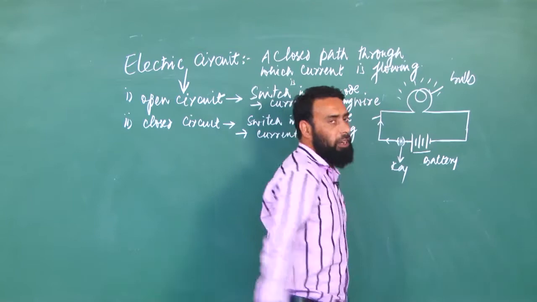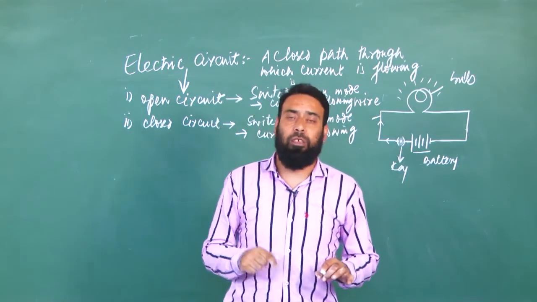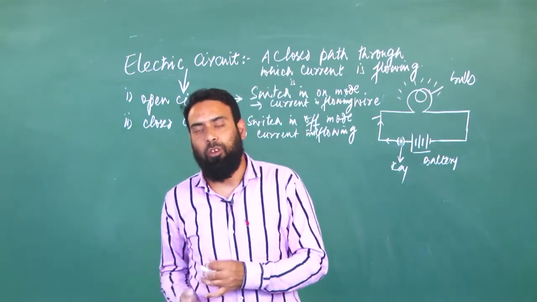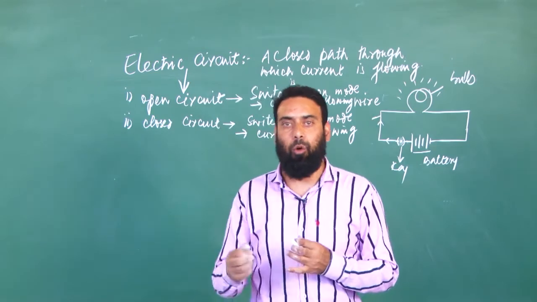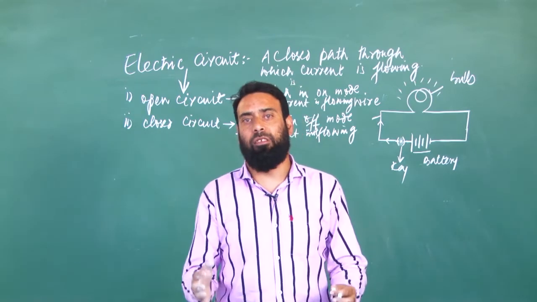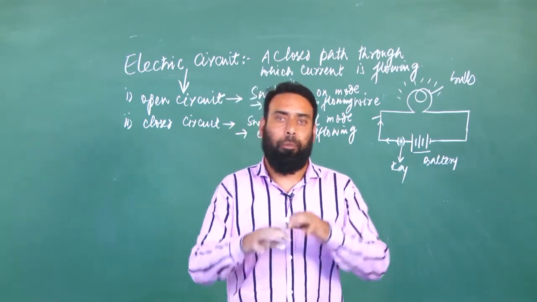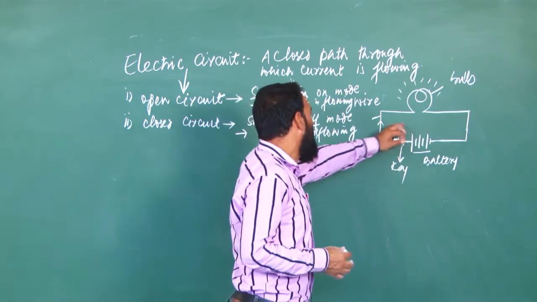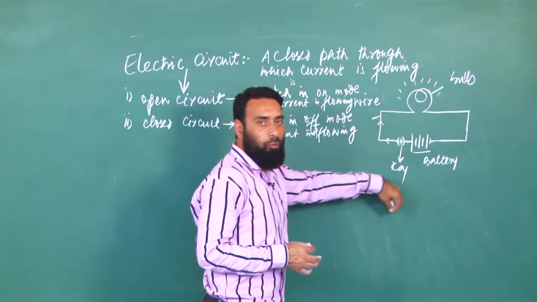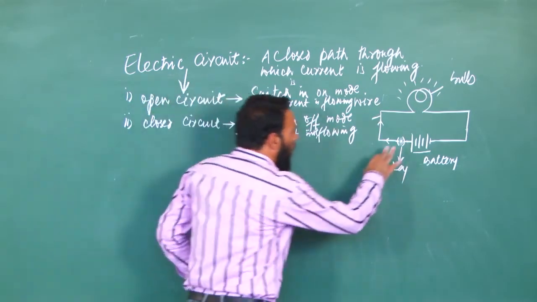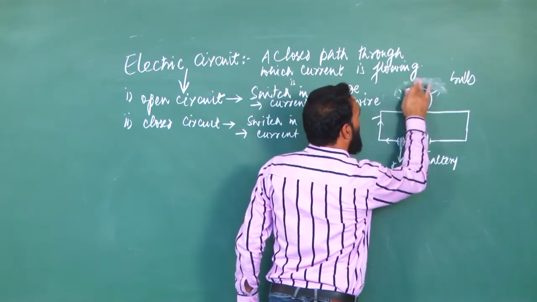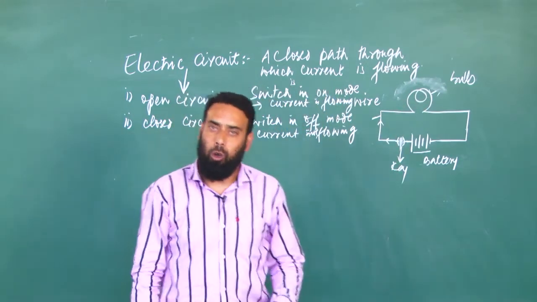So now you have an idea that a circuit is made up of various components, like bulb, connecting wire, battery, key, resistors. All these components joined together in a closed path form a circuit, and circuits are of two types, open and closed. In an open circuit the switch is on and current flows through the circuit, and when we switch it off and current does not flow, it becomes a closed circuit.